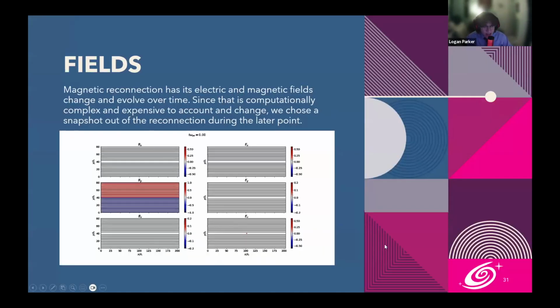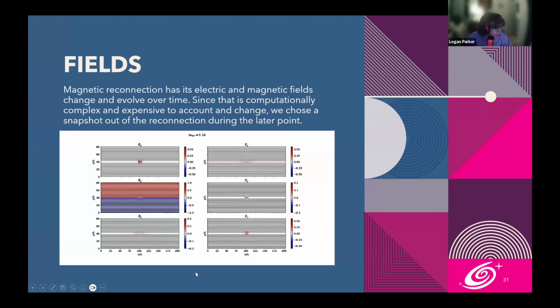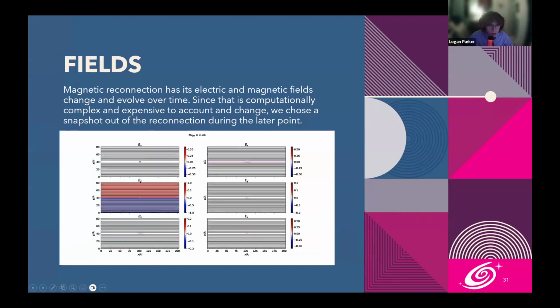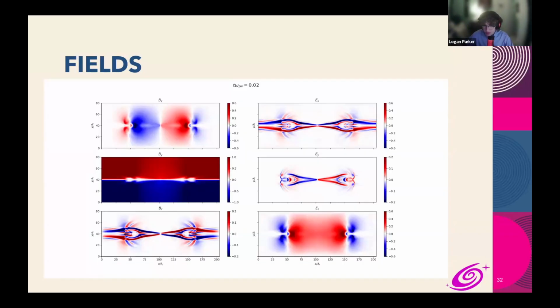Now, for fields, magnetic reconnection has its electric and magnetic fields change and evolve over time, as you see here. Since we can't feasibly do that while staying anywhere efficient, we took just a single snippet of a later portion of magnetic reconnection, then having it vary over time as well. That being what you see here, this is the exact snippet that we've taken out of magnetic reconnection for our case.